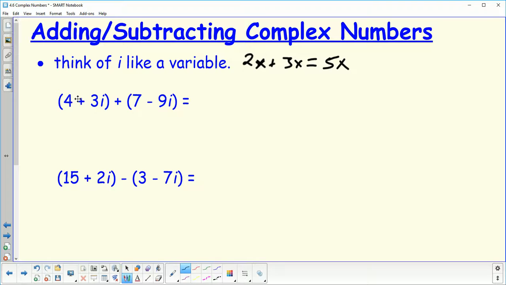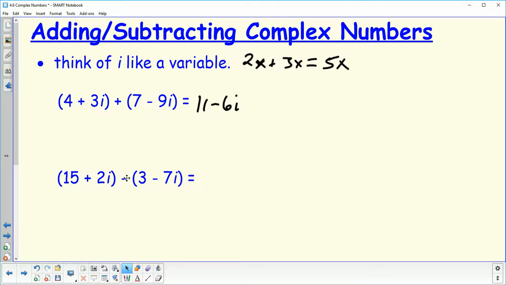So we're going to do 4 plus 7, and that'll give us 11. And then 3i plus a -9i is going to give us a -6i. So this is as simplified as we could get. We could not combine those because one has an i, one does not, and that i kind of behaves like a variable in this case.